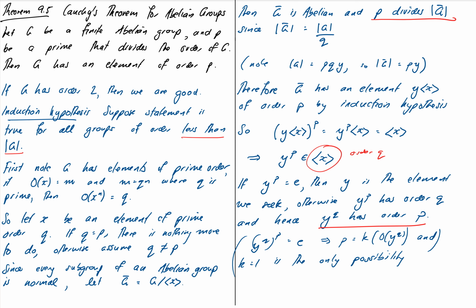Alright, so now we can say if we've got an abelian group, we can take each of the prime factors of it, and we know that we are guaranteed to have elements of those orders. And that's enough for this video.